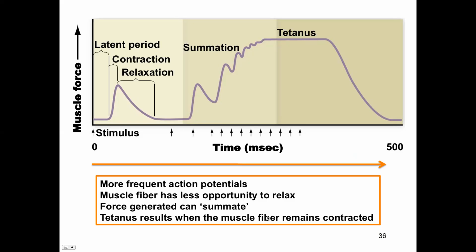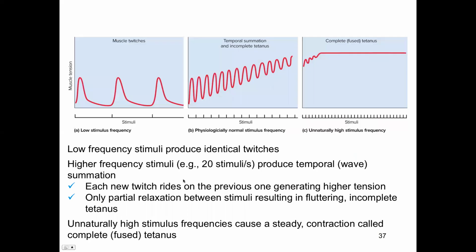All right, so if we look at this in this way, we can have these twitches. So low frequency stimuli, we say, produce these little twitches, right? And the fiber will contract, all right? But that doesn't mean that the whole muscle is going to be fully contracted. Then we can have a higher frequency of these, and we call that temporal summation, because in time you get more and more and more of these twitches. And as we do, the tension is going to rise.